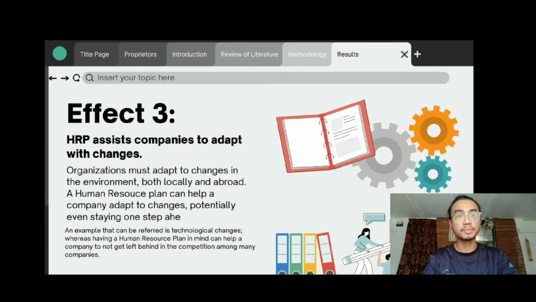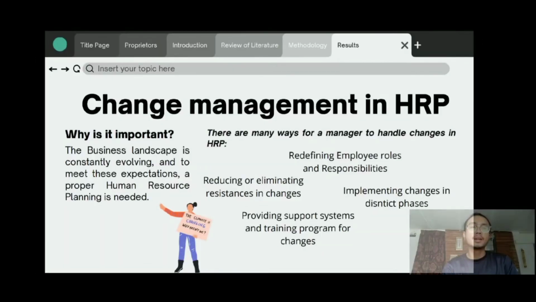An example is technological change, where having human resource planning in mind can help a company not get left behind in the competition amongst many companies in the market. And even in research and development, with the right human resource planning in mind, it can even overtake the competition and stay on top for a very long time.